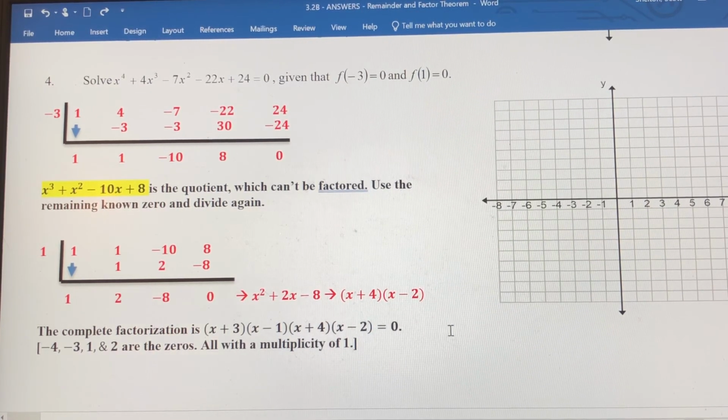Again, if you need to refer back to the graphing polynomials videos, you've got your zeros, you can find the y-intercept, you can deal with the end behavior and find some test values in between to help you graph this.